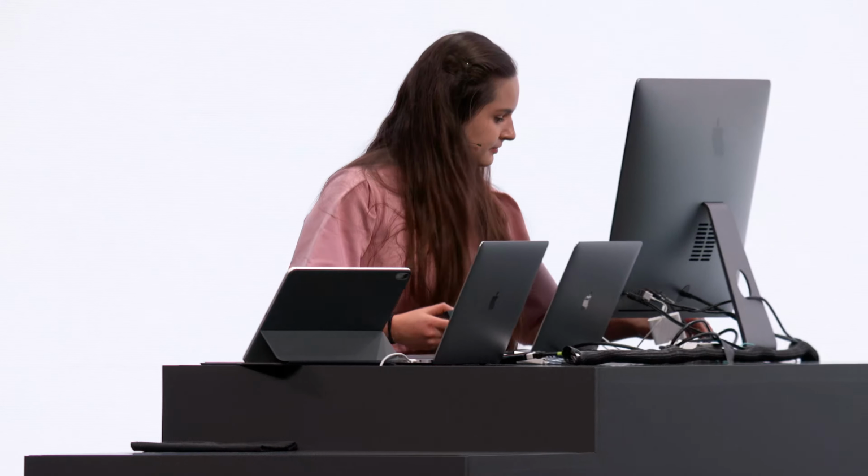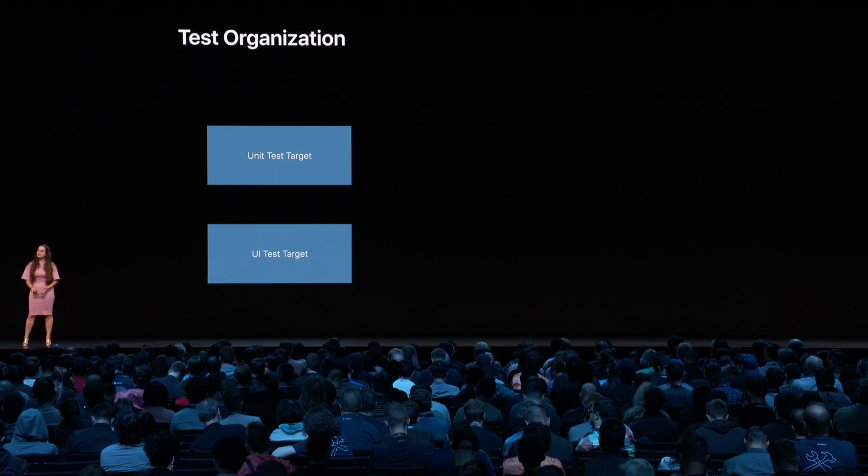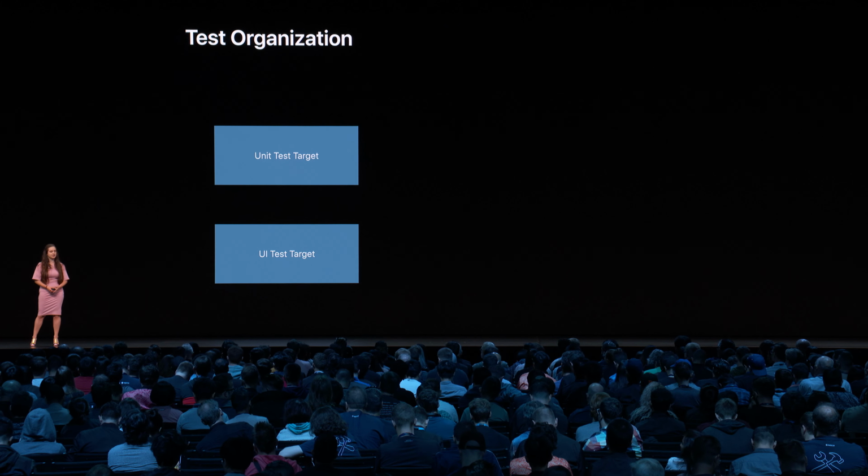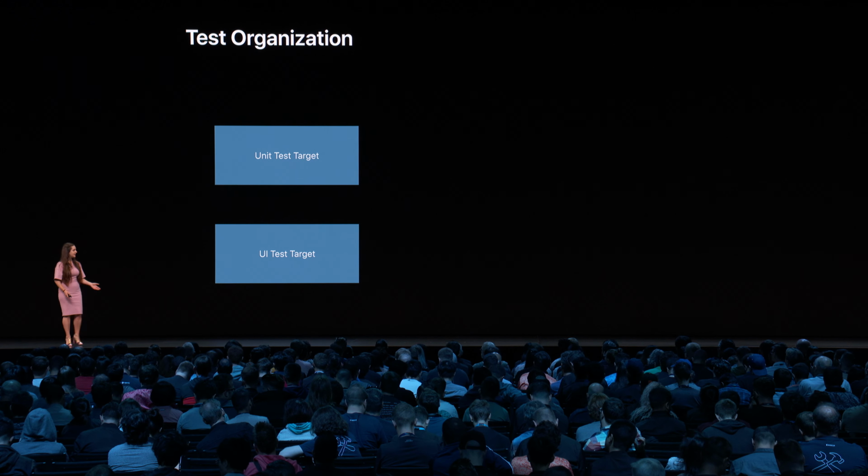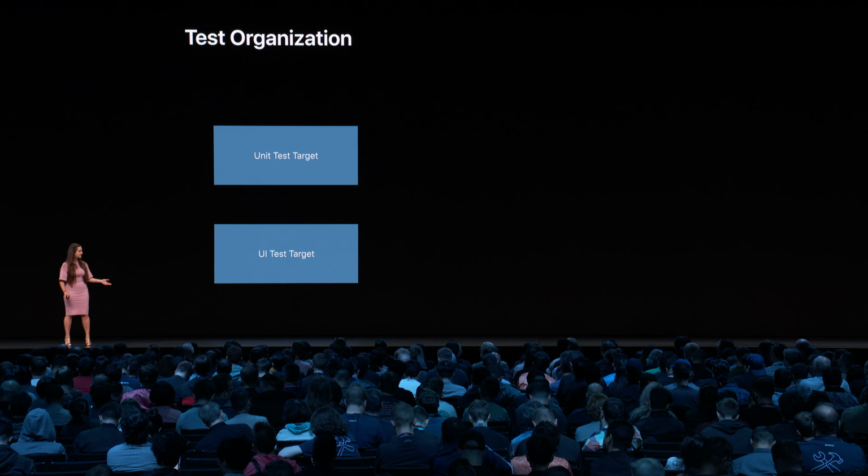So when starting to write your test class, you'll start out with 2 test targets, generally one for unit tests and one for UI tests. Unit tests and UI tests must be separated by type because of the differences in how they execute on your app. Each of these test targets will contain your test classes.